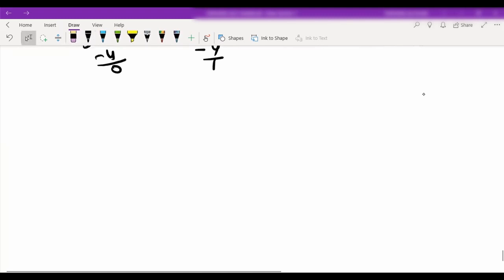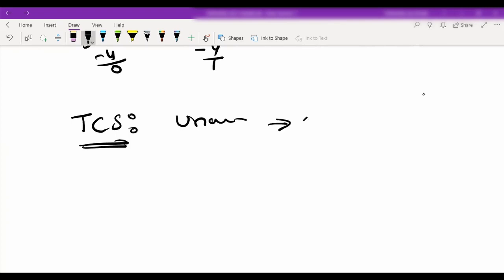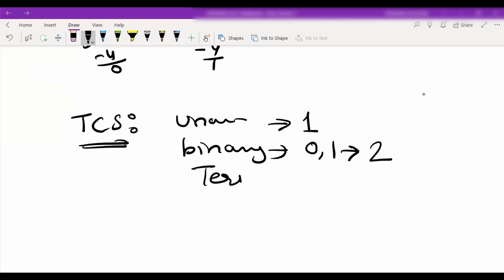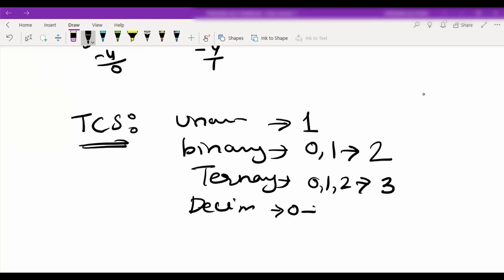Now we will go for the TCS method. As we had discussed in the previous solution, if we have a unary number system, how many tapes will be there? Only one tape. If we go for the binary number system, how many symbols were there? 0 and 1, so 2 bits. So we consider 2 tapes. In the ternary number system, as there were 3 bits 0, 1 and 2, we considered 3 tapes. For the decimal number system, which has 10 bits, 0 to 9, are we going to consider 10 tapes? No, we are not going to consider 10 tapes.